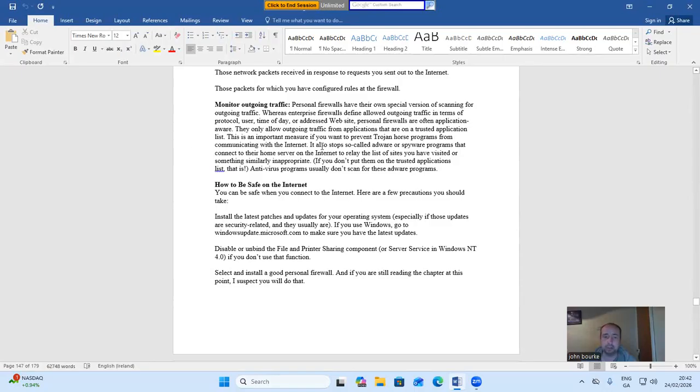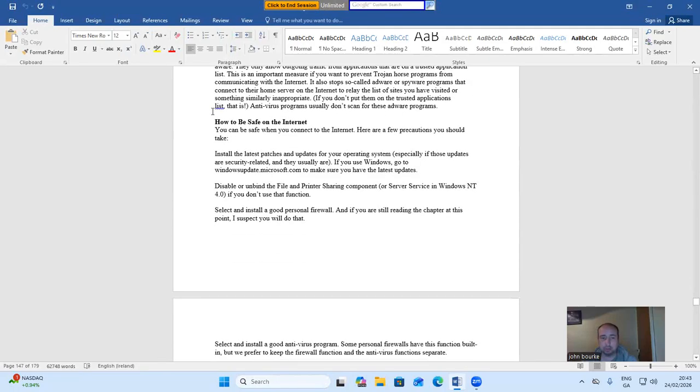This is an important measure if you want to prevent Trojan horse programs from communicating with the internet. It also stops so-called adware or spyware programs that connect to their home server on the internet to relay a list of sites that you have visited or something similarly inappropriate, if you don't put them on the trusted applications list. An antivirus program usually doesn't scan for these adware programs. How to be safe on the internet.